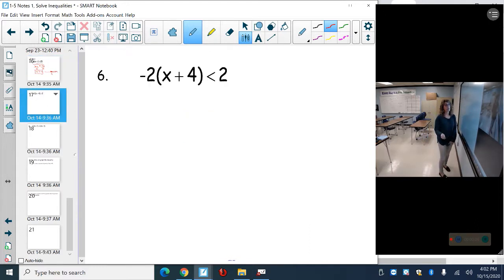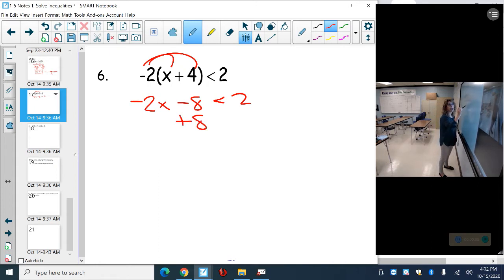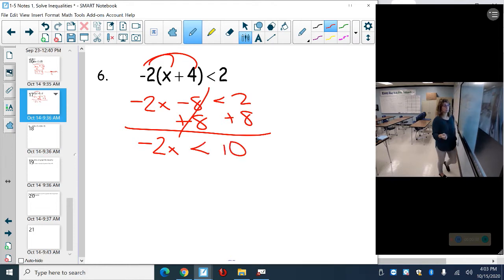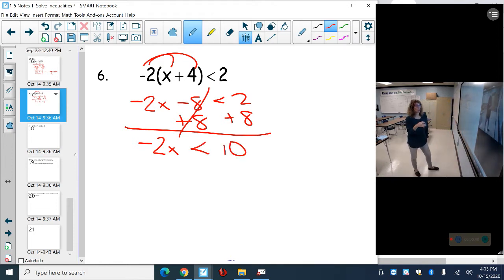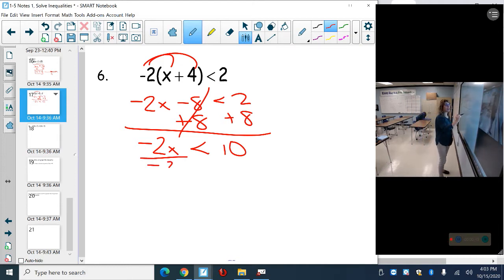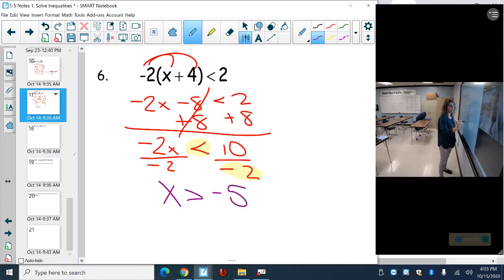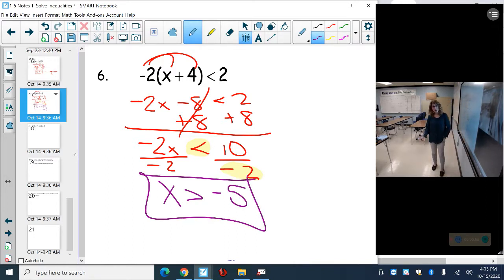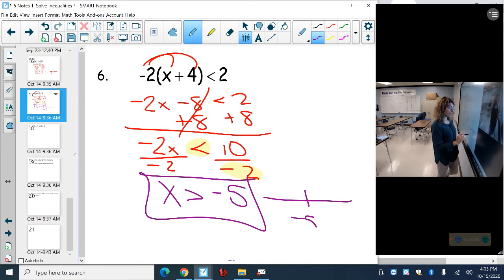Next, same exact concept. We're going to go ahead and distribute. Negative 2x minus 8 is less than 2. Then I'm going to go ahead and add 8 to both sides. So negative 2x is less than 10. Now I need to solve for the x, so how do I go about that? I'm going to go ahead and divide by negative 2. But check it out. When I divide by a negative, I must flip the inequality symbol to give me x is now greater than negative 5. Putting negative 5 on the number line, it is an open dot, and I'm shading to the right now.